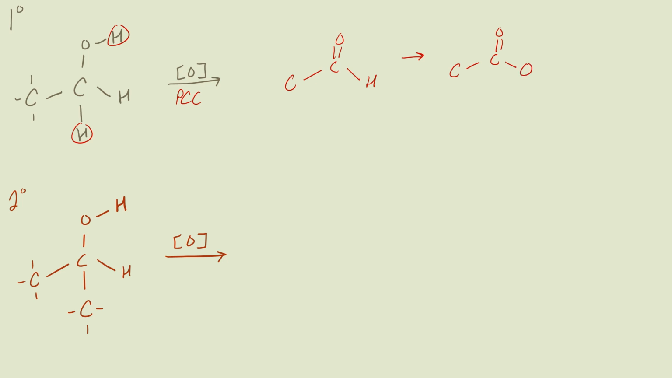But what if you have a secondary alcohol? The process is pretty much the same. Find the carbon with the OH group, then take 1 hydrogen from there and 1 from the OH group to give you your product, which is going to be a ketone.